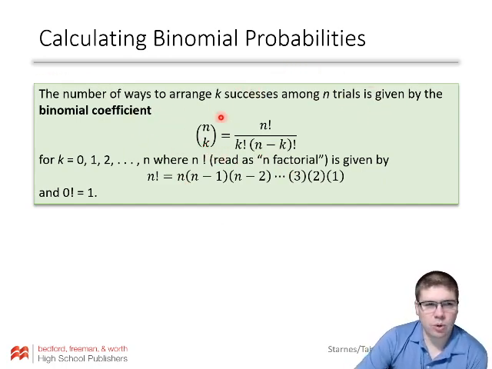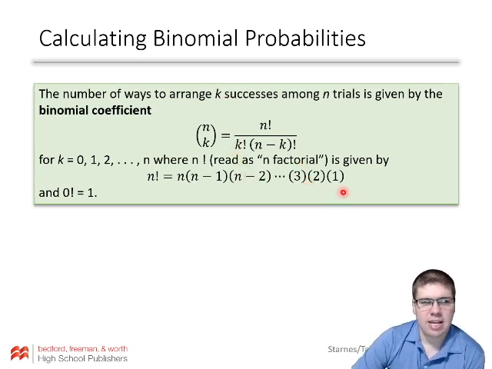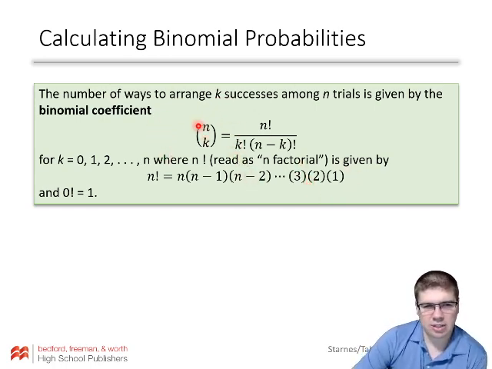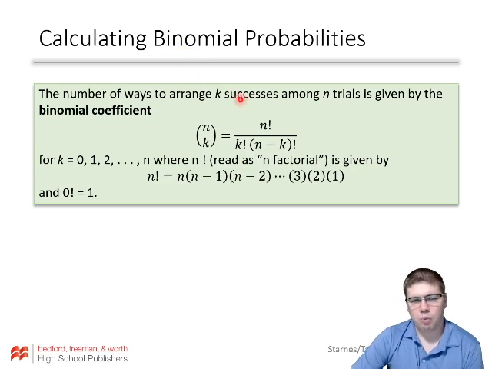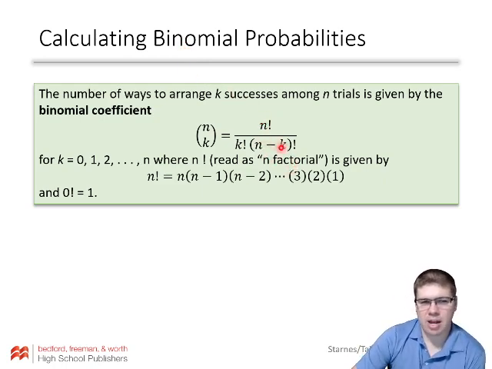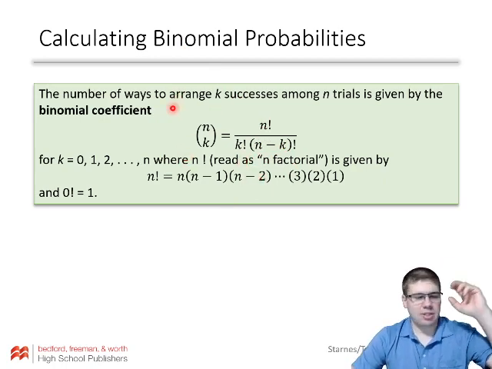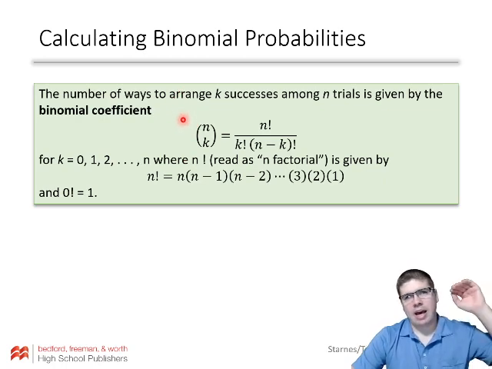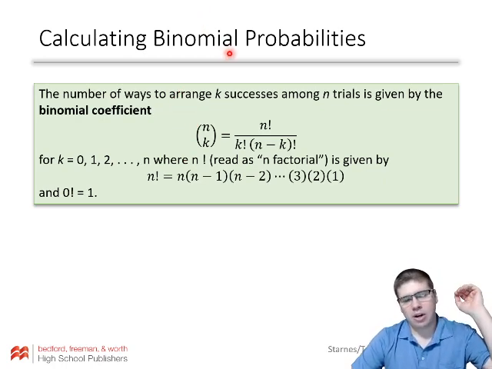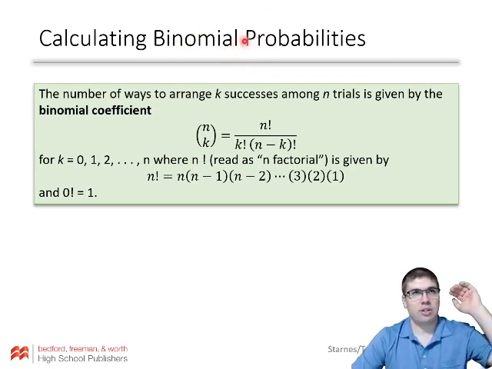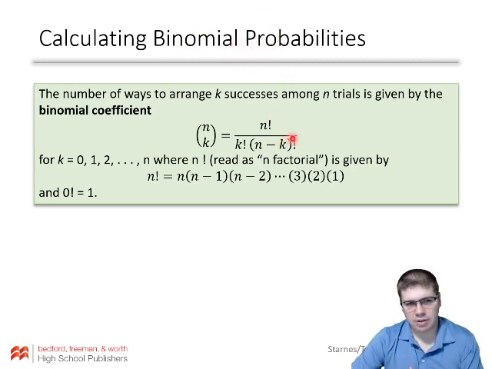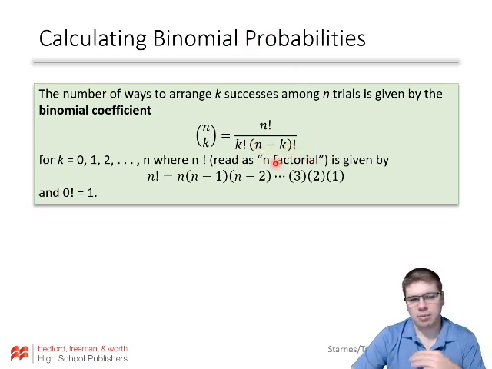So the number of ways to arrange k successes among n trials is given by this binomial coefficient. This little n over k thing is a weird notation for saying n choose k, right? If we're doing a combination, how many ways to have k successes out of n tries. Part of the way it works is, if you're picking options, say you have 10 and you're choosing 3 of them, there are 10 choices for your first, then 9 choices for your next, and then 8 choices, but you don't do 7 and below. So that's what this does. It actually cancels out the 7 and below in that case.